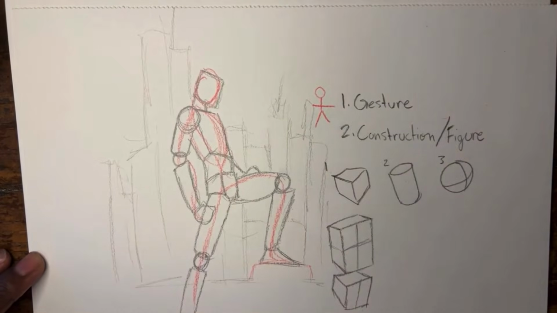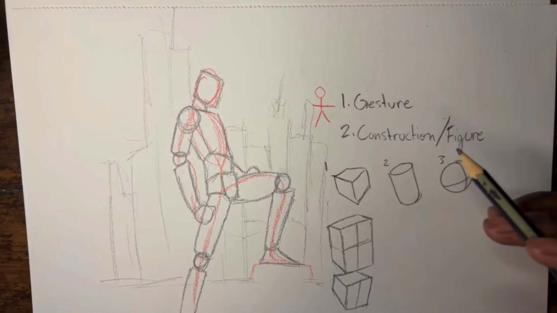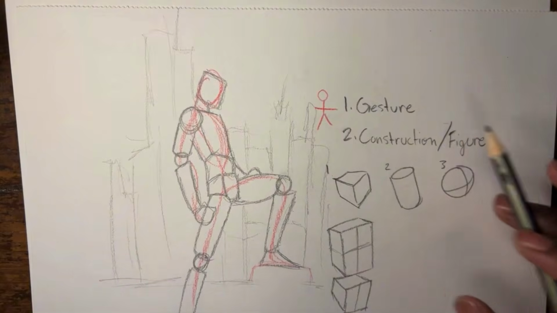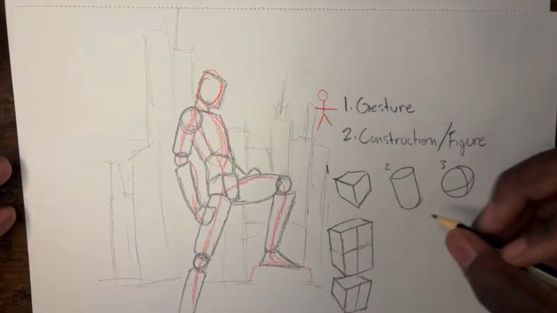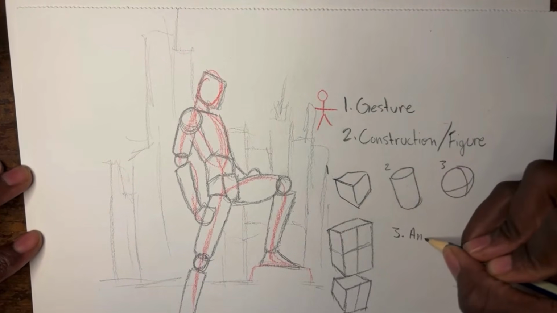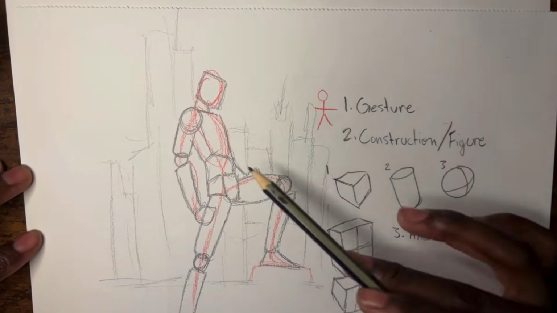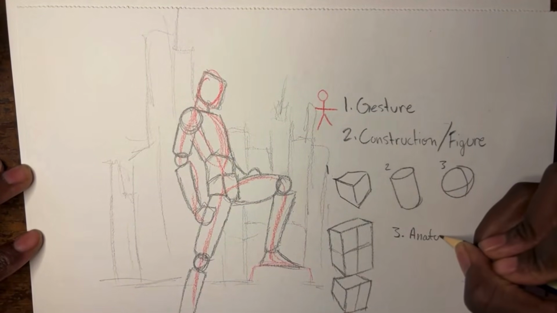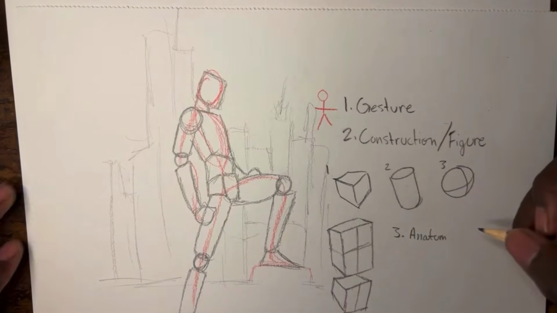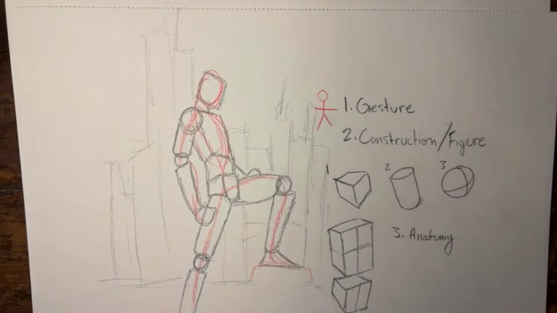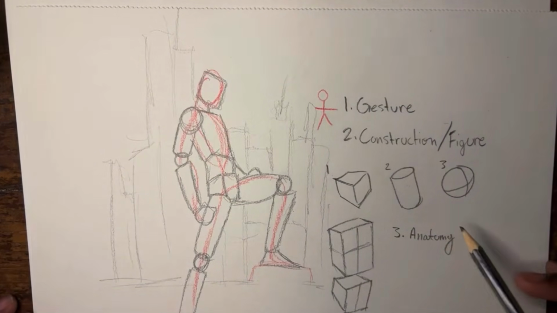Cool. So we have our gesture, we have our construction, and the last thing that we would need would be anatomy. Because nobody knows who Boxman is, right? Not sure about that superhero. Haven't heard of him. Maybe you guys have, but I haven't. Anatomy. Let me make sure I spelled that right. Okay. So number 3 is anatomy.